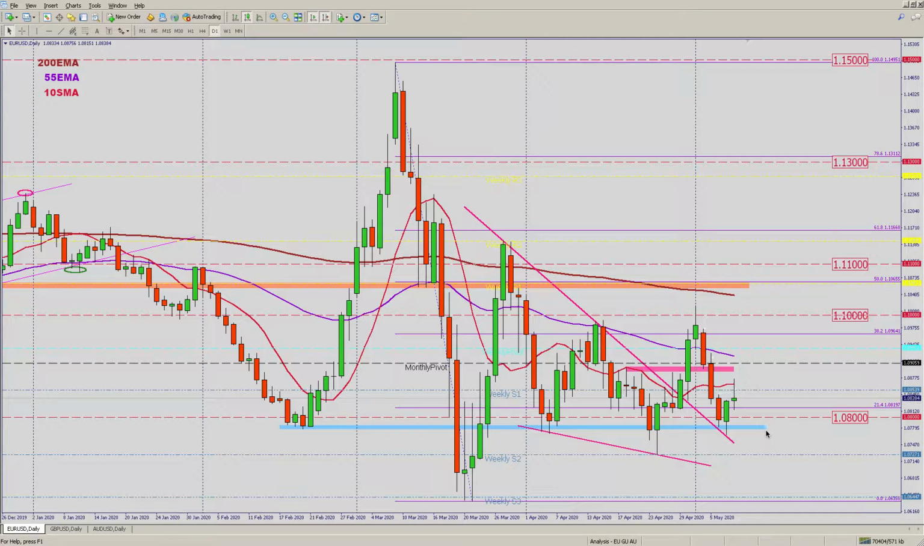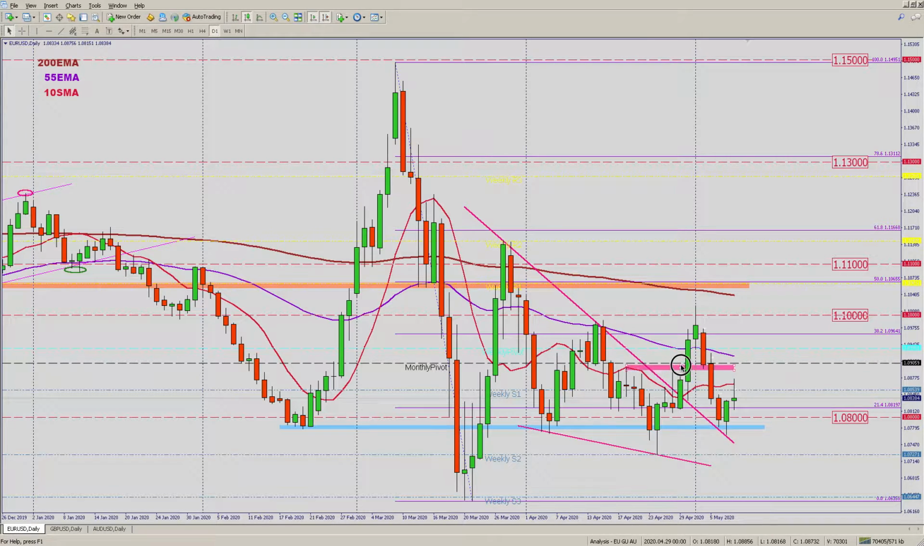So support is still at this key level that we identified, and it actually bounced off the upper trend line of the descending wedge that it broke up from. So whether there's going to be support and a continuation move for next week, we shall see. Monthly pivot is still at the 109.06 level.